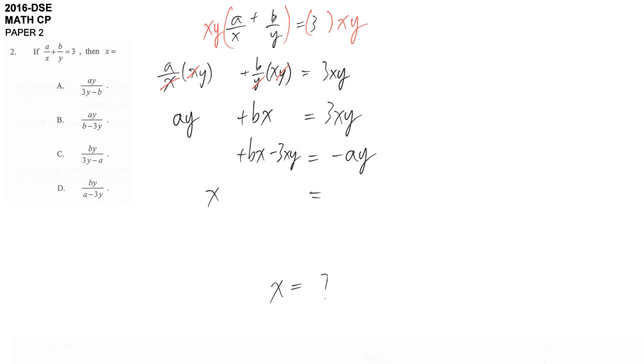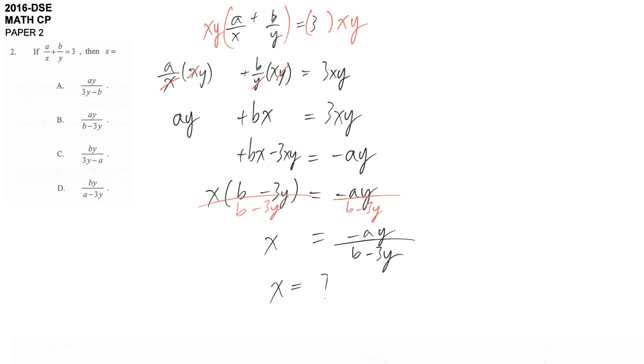Our target is x, so we have b and then negative 3y inside. Extract x, which means the first term take out x, we have b. The second term divided by x, negative 3y is left. So we divide both sides by b minus 3y because we want x only. That's why the answer is negative ay divided by b minus 3y.